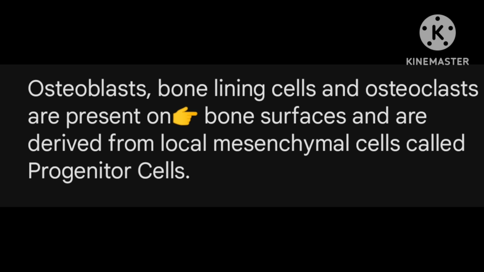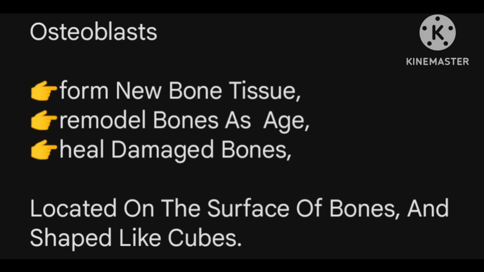Osteoblasts, bone lining cells and osteoclasts are present on bone surfaces and are derived from local mesenchymal cells called progenitor cells. Each of these cells has its own function, in which osteoblasts form new bone tissues, remodel bones in accordance with age, and heal damaged bones. These are located on the surface of bones and shaped like cubes.